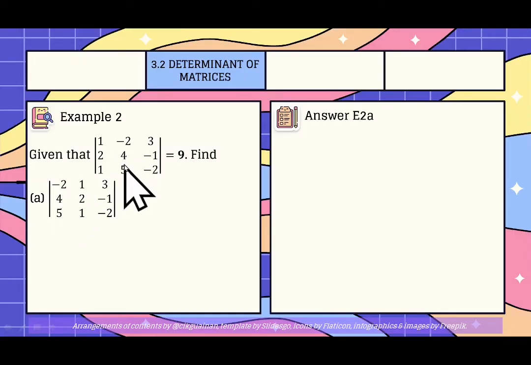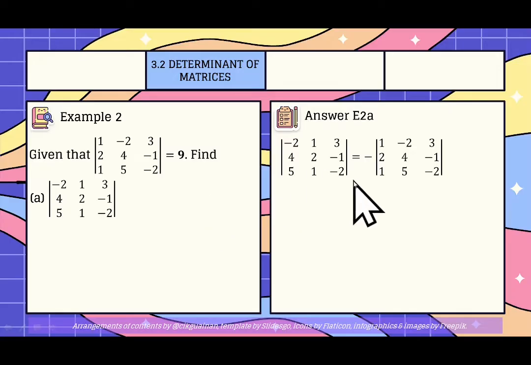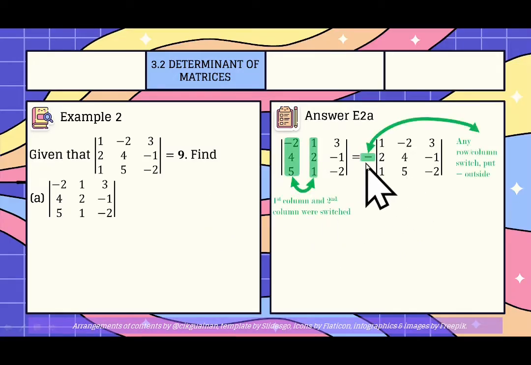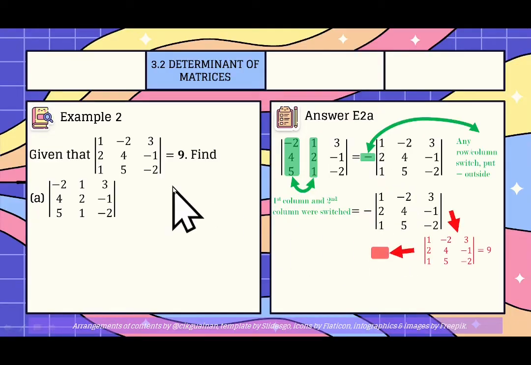So the first column and second column are switched. We can switch them back, but we have to put a negative outside the determinant. Then we can substitute the whole determinant here by the value provided in the question, which is 9, and then we have minus 9 as the answer.